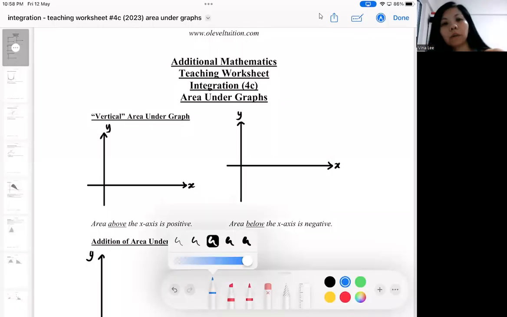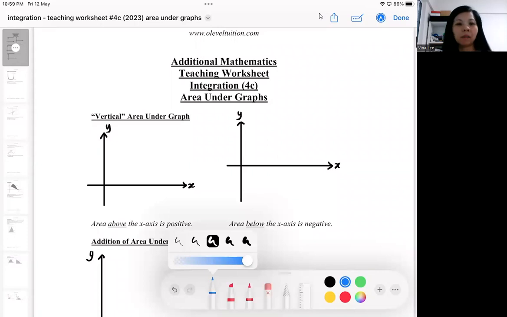Okay, in this section for integration, we are making use of the definite integral that you have learned previously to calculate area under the graph. So there are two big categories of question. The first category is what I'll call vertical area. For vertical area, we are making use of the x coordinate to find the vertical area under the graph.